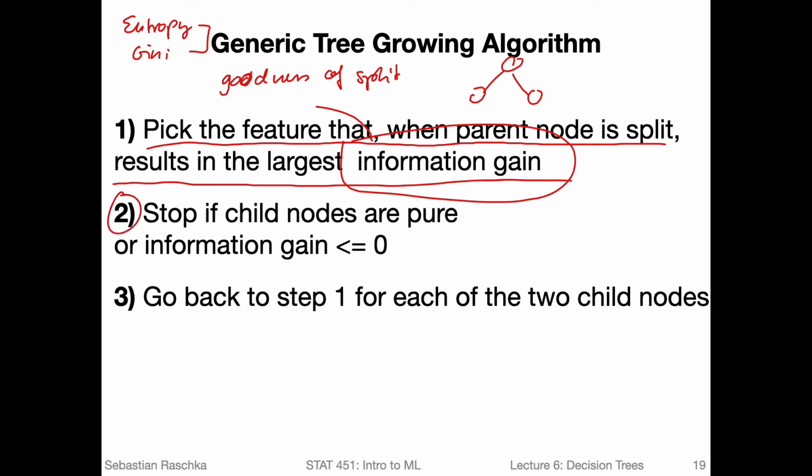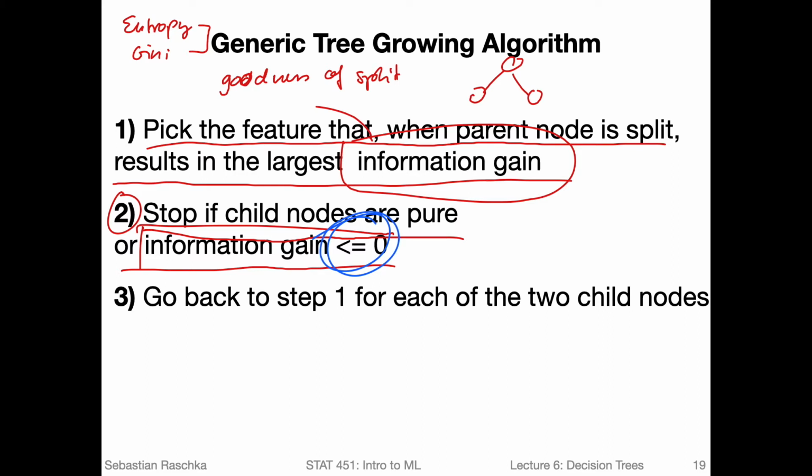Then in part 2, the stopping criterion is: stop if the child nodes are pure or the information gain is smaller or equal to 0. That means if we don't make an improvement, then stop, or if the child nodes are already pure, then also stop. So pure means we have a node where all the corresponding data points have the same class label.